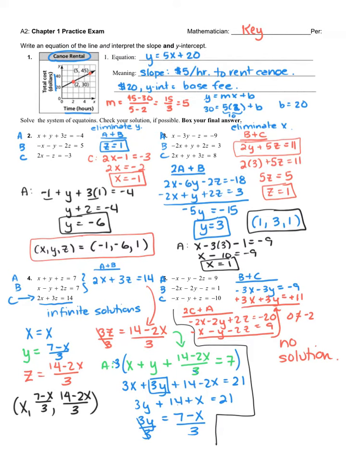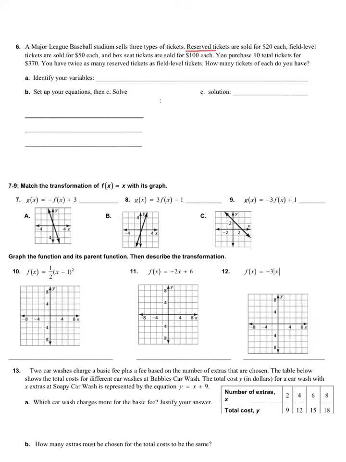Alrighty, so here is our second page, and we want to solve our baseball problem here. So what we're going to do is identify our variables. Reserved tickets are going to be $20 each, so we'll let X be reserved. And then field level tickets are $50 each, so Y is going to be the field. And lastly, we have the box seats that are $100 each, so Z will be the box seats.